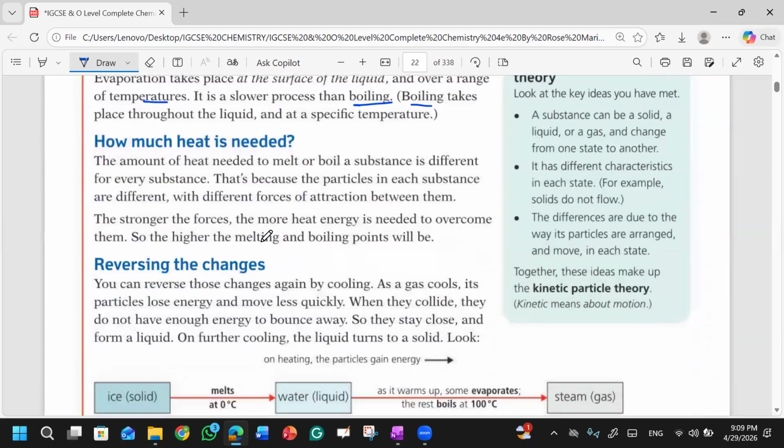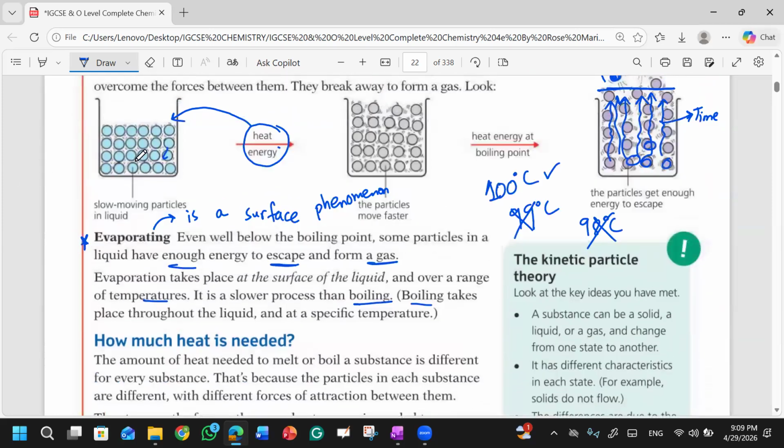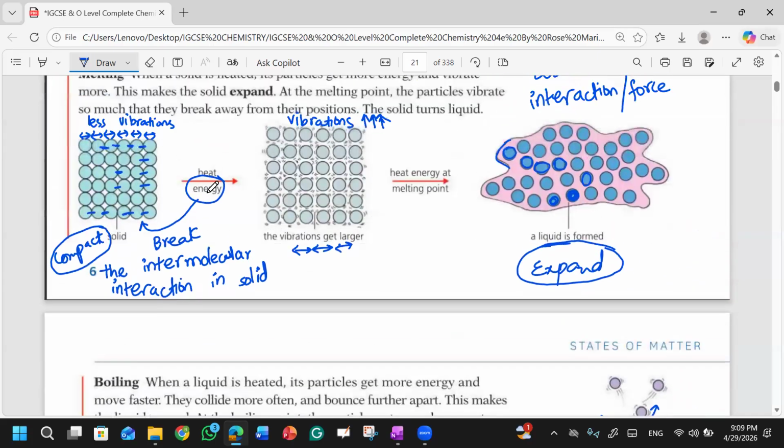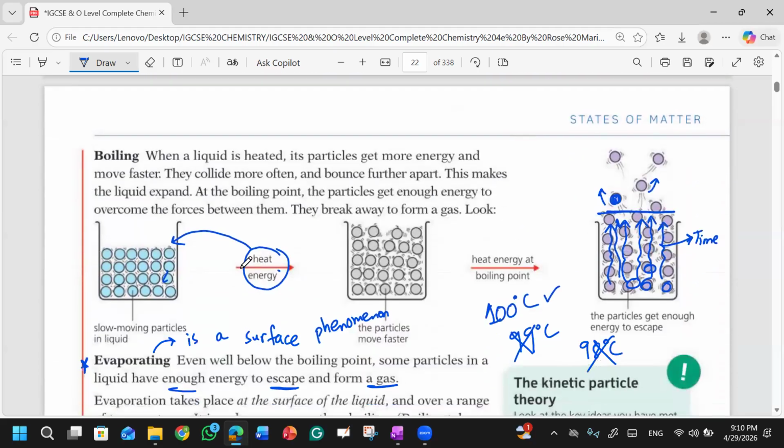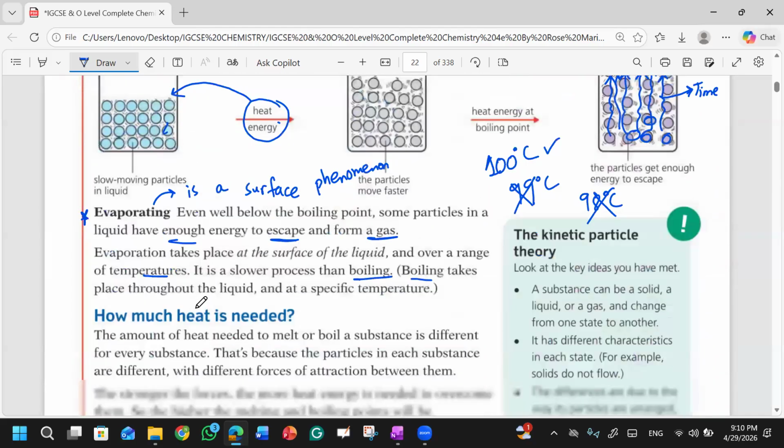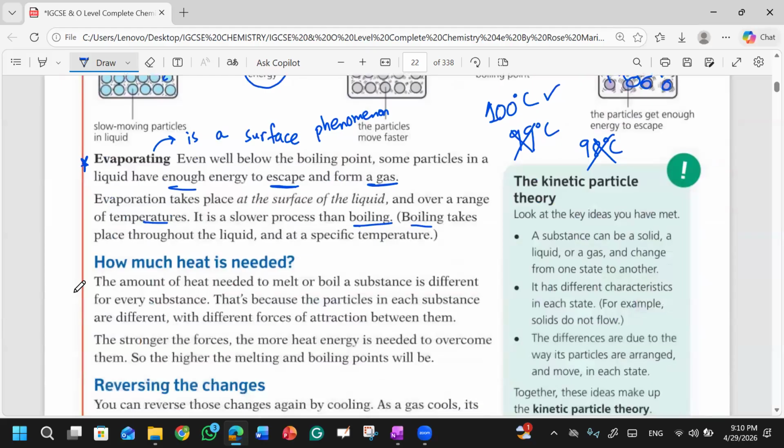Then there is how much heat is needed. Now the question arises: we are discussing that we will provide heat energy, right? We have discussed above that if you provide heat energy to a solid, it will convert into liquid. Similarly, the liquid will gain heat energy and be converted into a gas. Now the question is how much heat is needed.